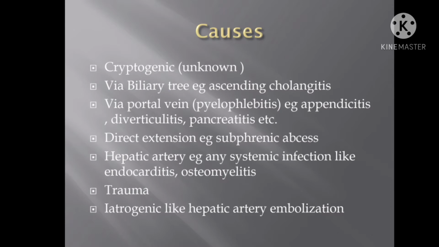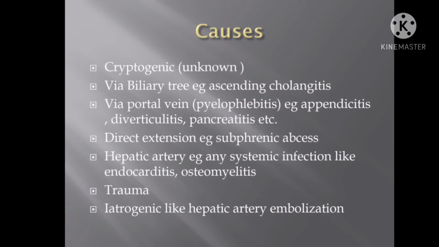But there are other causes of pyogenic liver abscess. One, it can be caused by the biliary tree, that is ascending cholangitis. Second, it can be caused by any GI inflammation like pancreatitis, sigmoid diverticulitis or appendicitis, because these bacteria sometimes travel to the liver via the portal vein. Sometimes the patient has a systemic disease, like pneumonia or osteomyelitis, and the bacteria may reach the liver via the hepatic artery.